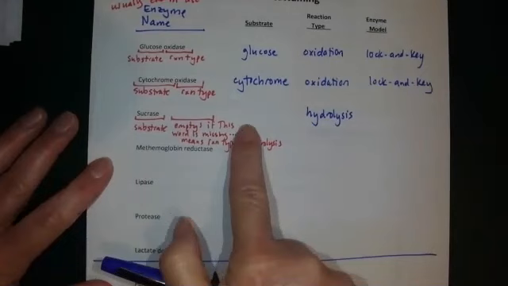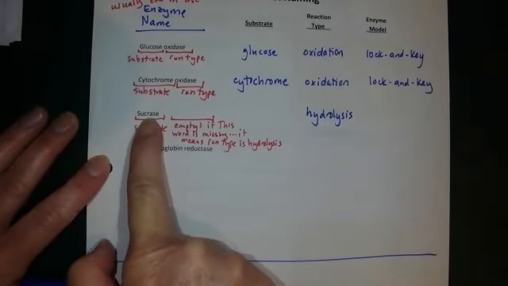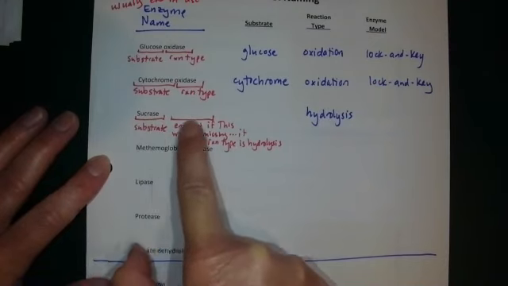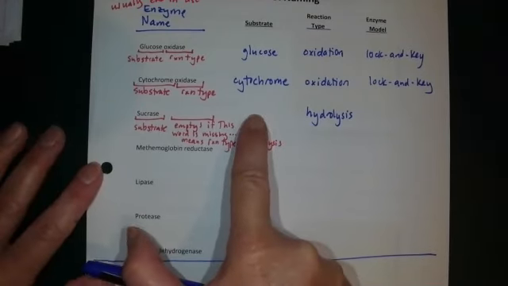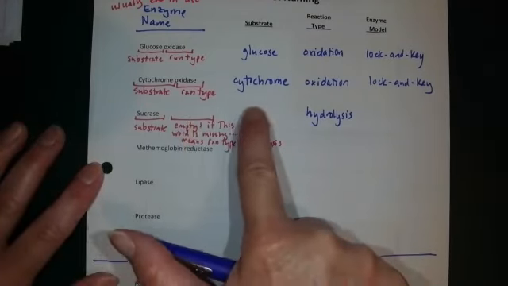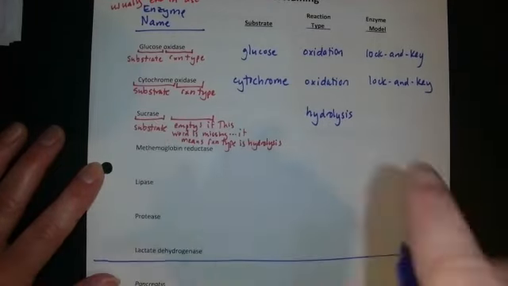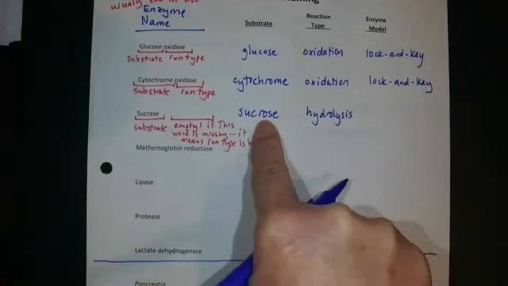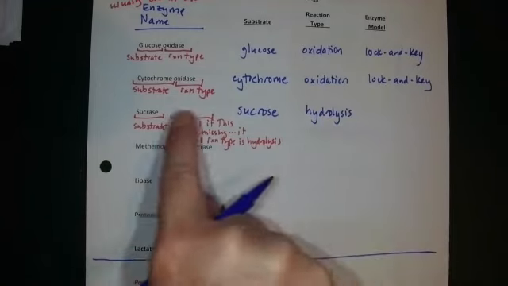What I do want you to notice, though, is that first word indicates the substrate. It's not necessarily the exact word. Like sucrase itself is not the substrate. Sucrase is the name of the enzyme. So you do need to pause and ask yourself, what is the actual molecule that will undergo hydrolysis? It's not sucrase, it's sucrose. Sucrose is the sugar, and when sucrose undergoes hydrolysis, the enzyme to help that happen is sucrase.